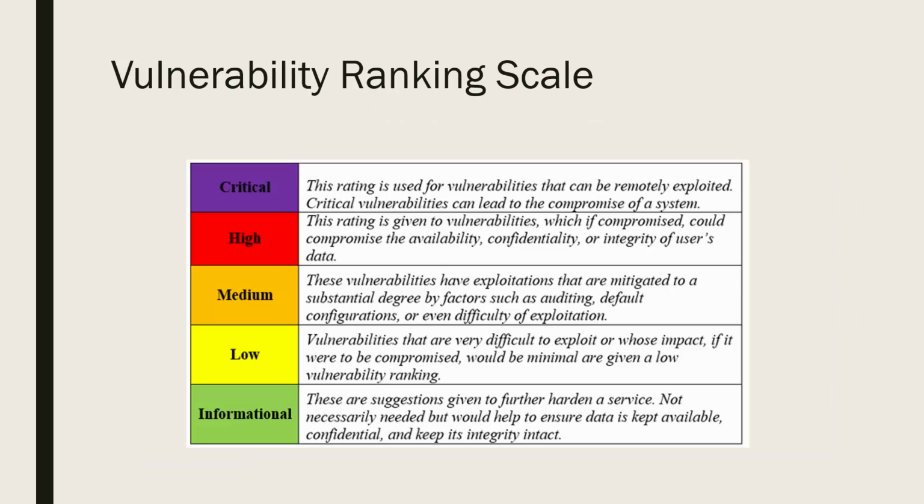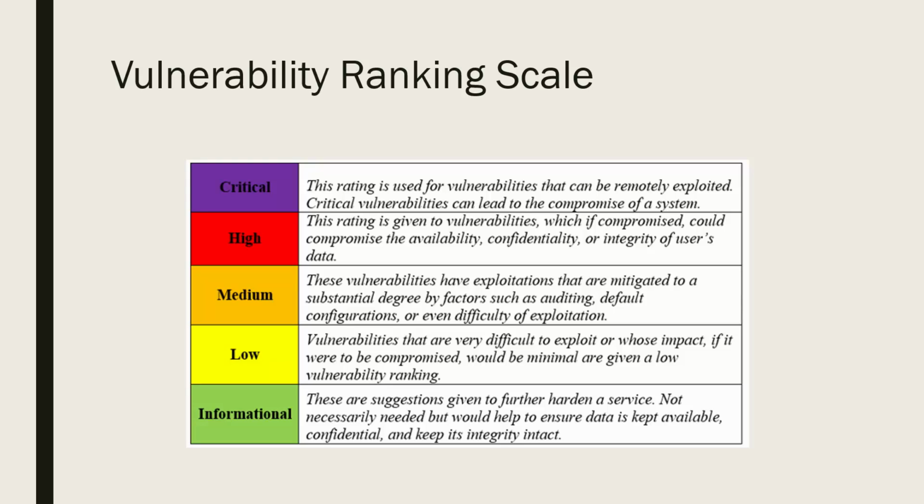Okay, and then this is the vulnerability scale or ranking scale that I used for the security issues. As you can see, it's going from critical to informational. Critical is ratings that are used for vulnerabilities that can be remotely exploited. High is those that, if compromised, could compromise the availability, confidentiality, or integrity of a user's data.